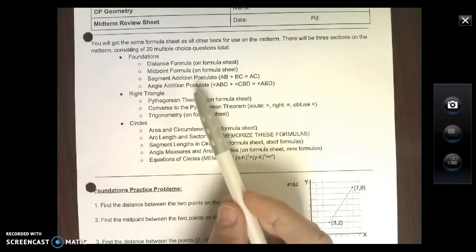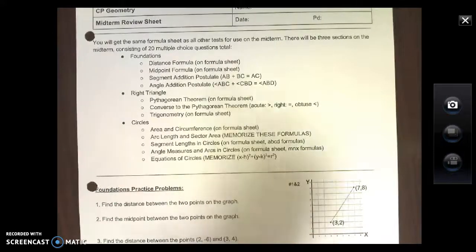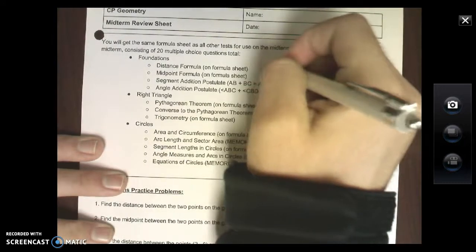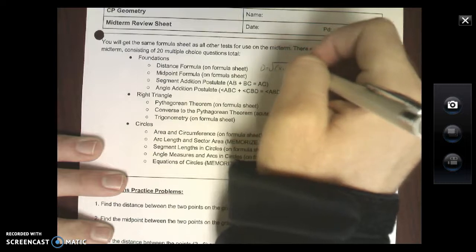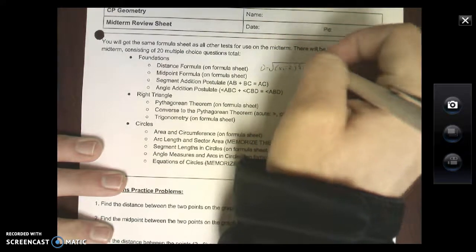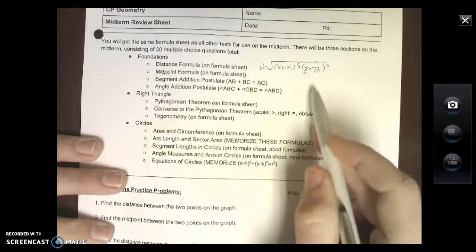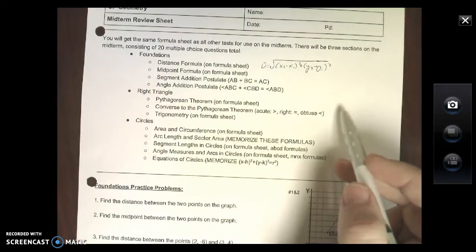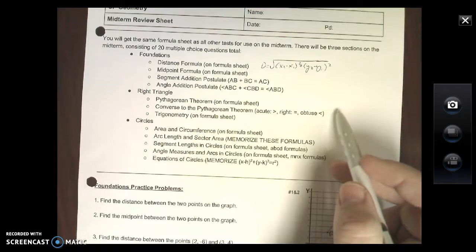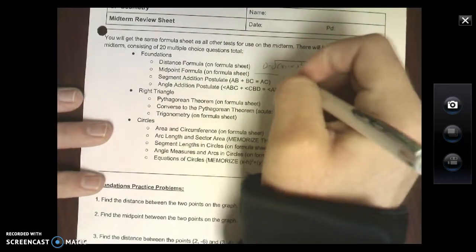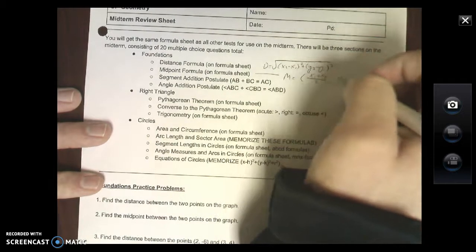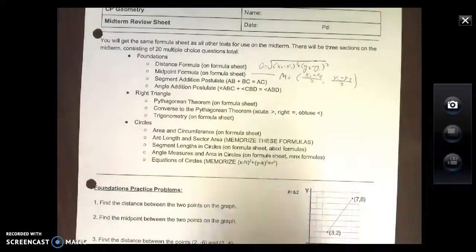Foundation, distance formula, midpoint formula, segment addition, angle addition. Alright, distance formula really quick is as follows, and you do not need to memorize it, okay? Distance equals square root of the quantity x sub 2 minus x sub 1 squared plus y sub 2 minus y sub 1 the quantity squared. And your midpoint formula is the average of the x's and the average of the y's, right?